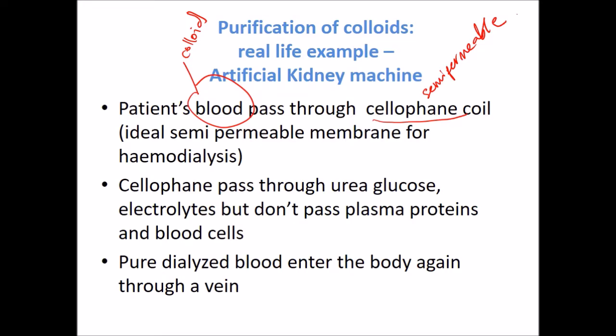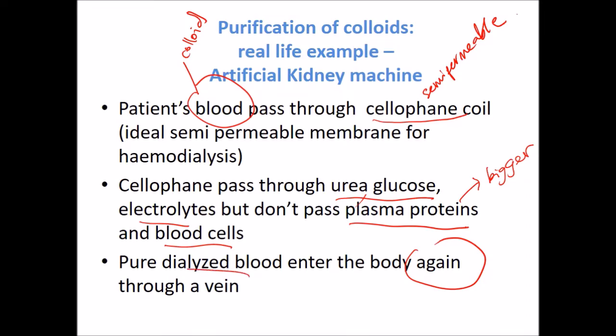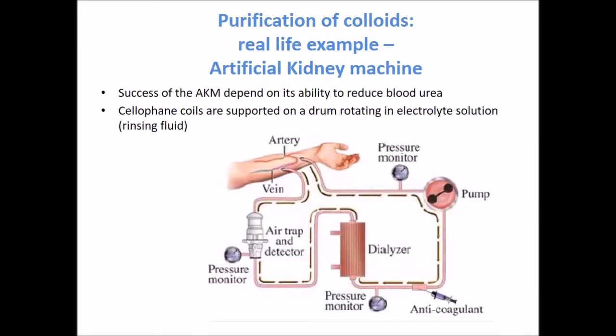The cellophane passes urea, glucose, and electrolyte, but they won't pass the plasma protein, which is bigger in size, and also blood cells. So the pure dialyzed blood enters the body again through a vein. The success of the artificial kidney machine depends on its ability to reduce the blood urea, which is our impurities.